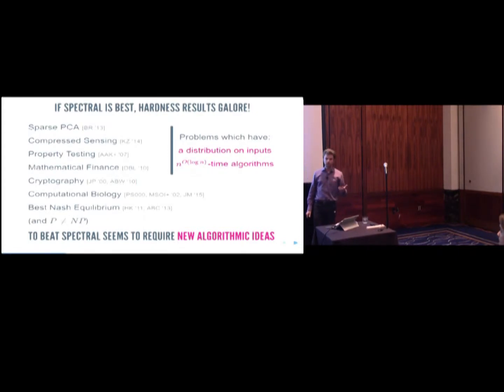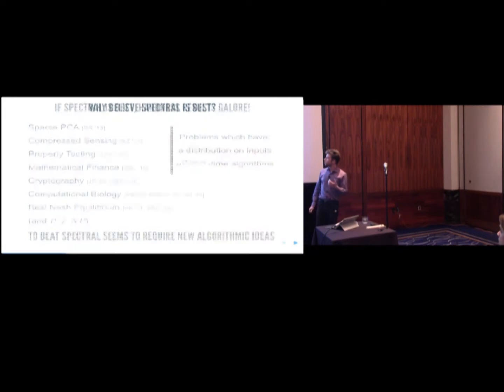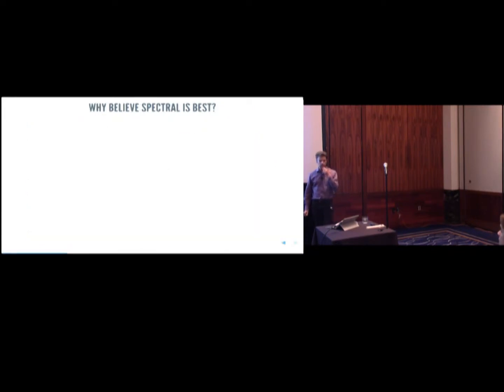Okay, so hopefully you're convinced that at least it's worth studying this thing. So now let's array some evidence on either side. Should it be true? Should it be false? So why would you believe this thing? Why would you believe that spectral is best? Well, one reason is that there's been no algorithmic progress in 20 years.